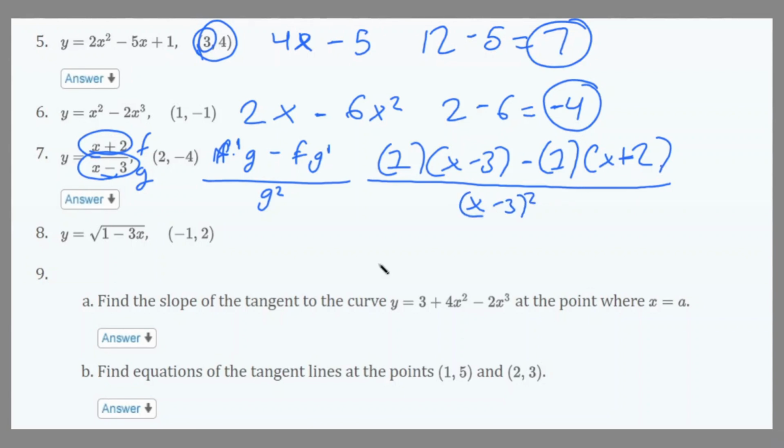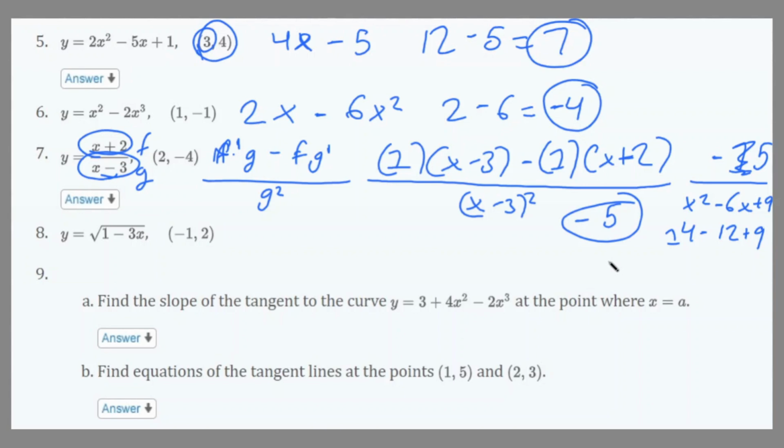So if we simplify this real quick, we get -1 on the top, and then x squared minus 6x plus 9 on the bottom. Actually, on the top it should be -5, because negative 3 minus 2 is negative 5. And then on the bottom, if we plug in 2, that would be 4 minus 12 plus 9, which is 13 minus 12, so that would be 1. So our slope is negative 5 for that equation, negative 5 over 1.